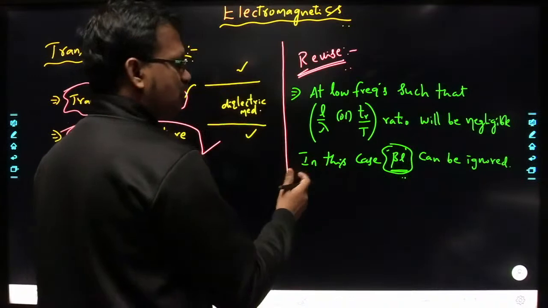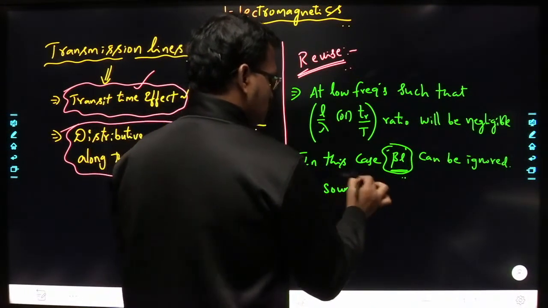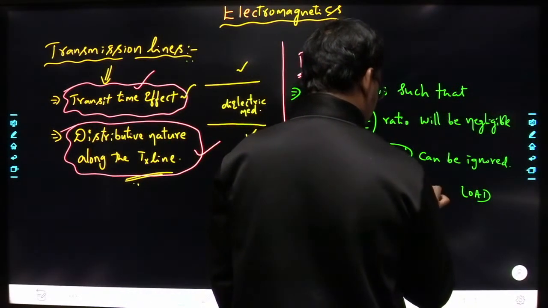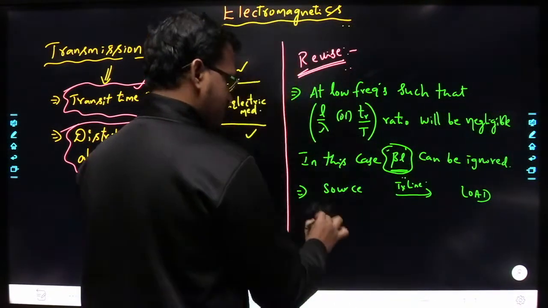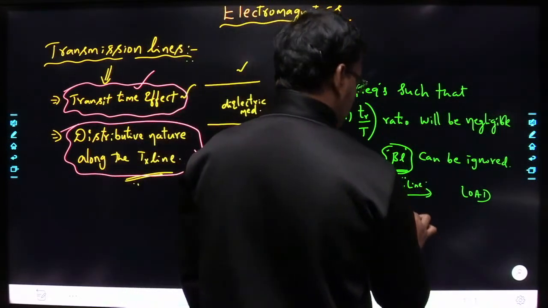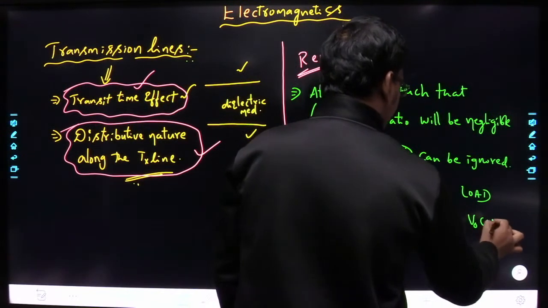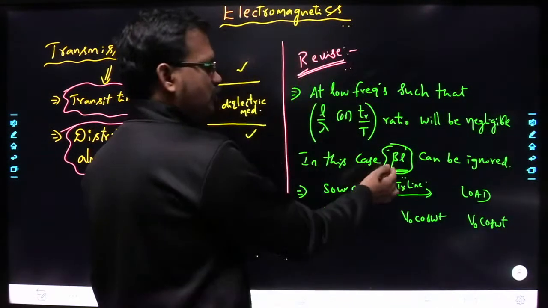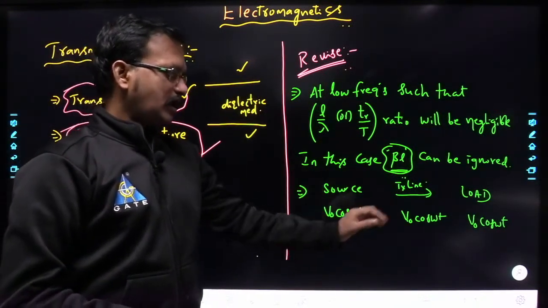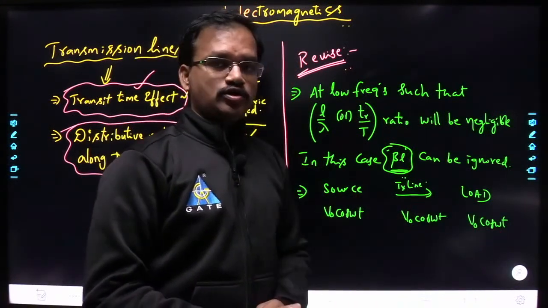Okay. So once we ignore beta L, then, so this is source and this is load and this is along the transmission line. Understood? At source we have seen that the voltage will be V naught cos omega t, and on the transmission line also it is V naught cos omega t. At load also it is V naught cos omega t. So once we ignore beta L, the voltage at source, on the transmission line and at load, everywhere, is going to be the same.